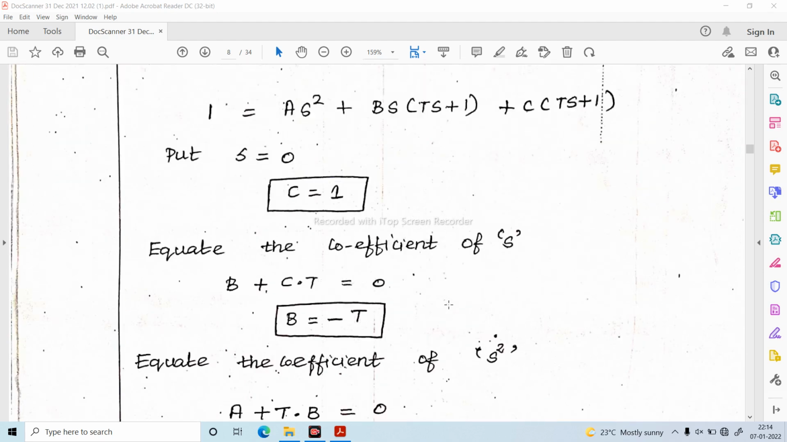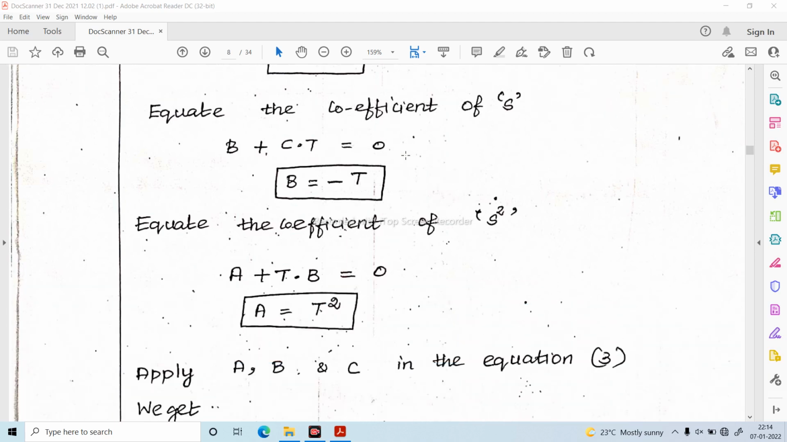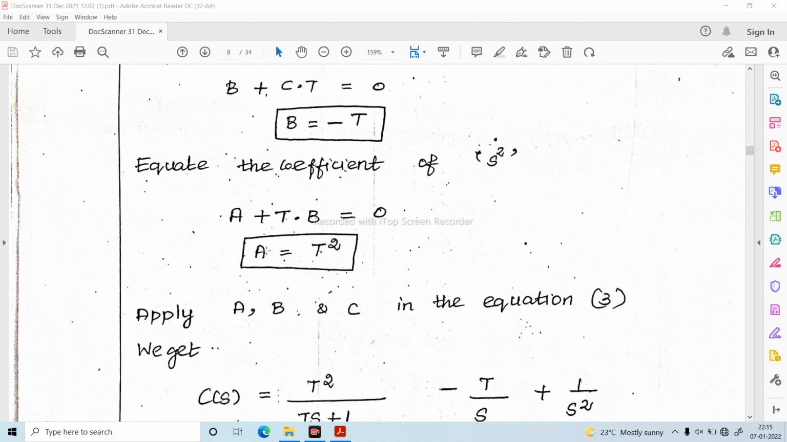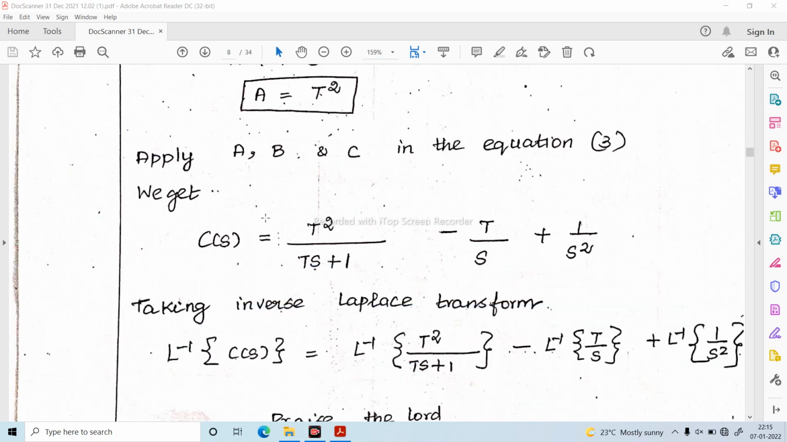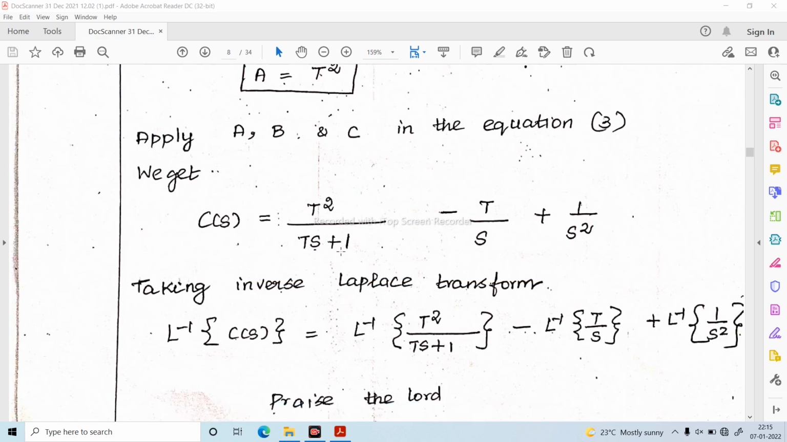And then equating the coefficient of s square: A plus B into T is equal to 0. Put the value here. A is equal to minus T into B. So already we are having the minus T. Minus T multiplied with this minus T, we will get plus T square. Then I am going to apply the A, B, C values in the equation. So C of s is equal to T square by Ts plus 1 minus T by s plus 1 by s square. Then I am going to take the inverse Laplace transformation in order to obtain the value C of t.